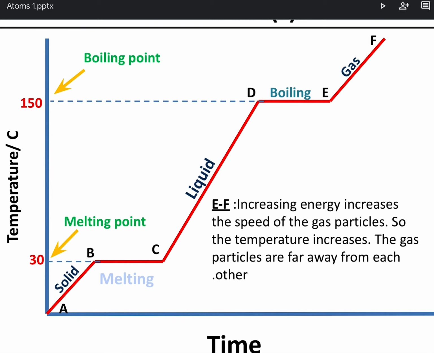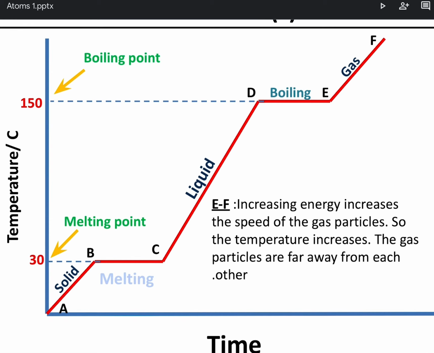What is the motion of gas particles? They move randomly. What is the motion of liquid particles? They slide over each other. What is the motion of solid? They don't move, they only vibrate. So here we have an increase from E to F, and this is the gaseous state.